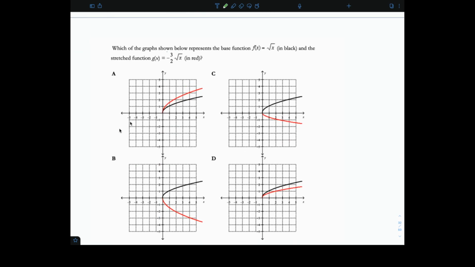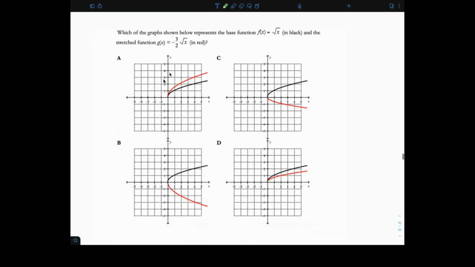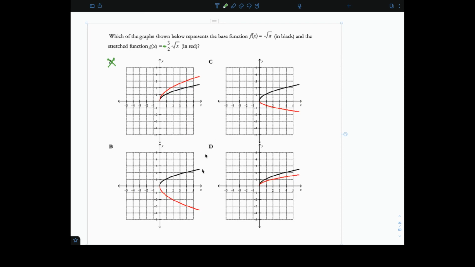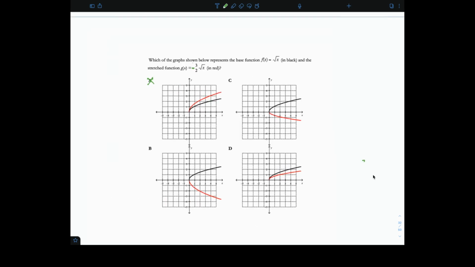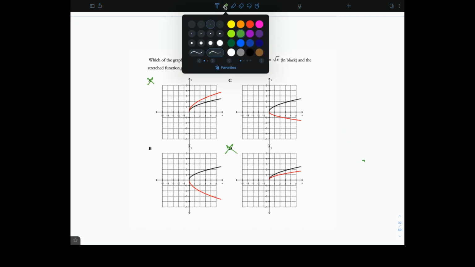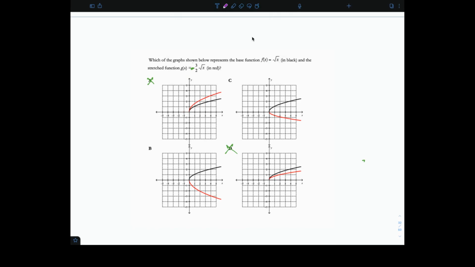Okay, so which of the graphs below represents the base function square root of x? So now we're seeing different functions, and -3 over 2 square root of x. So we know that the negative sign means it's a reflection, so the black one is the parent, so A is out of the question, and D is out of the question. And we know that because when it's negative, it means it's a reflection over the x-axis. Now the next question is, what happens to 3 over 2?